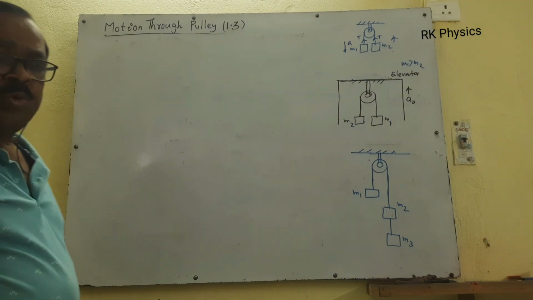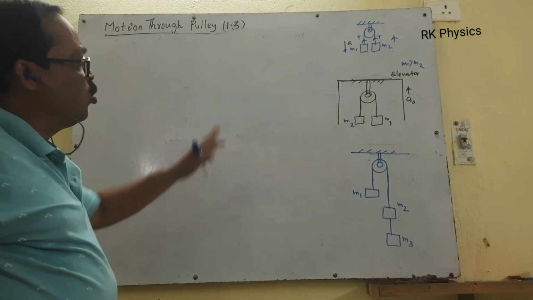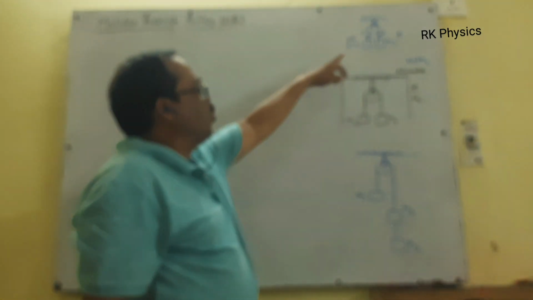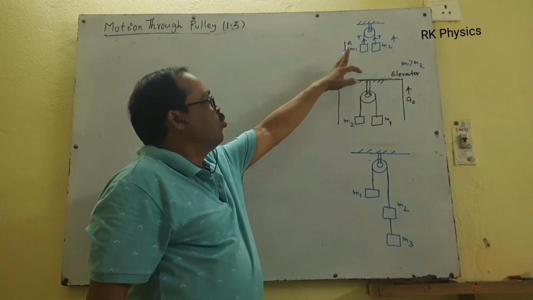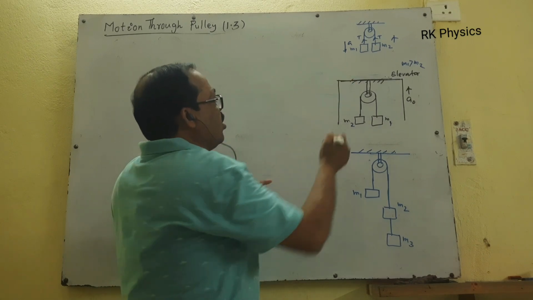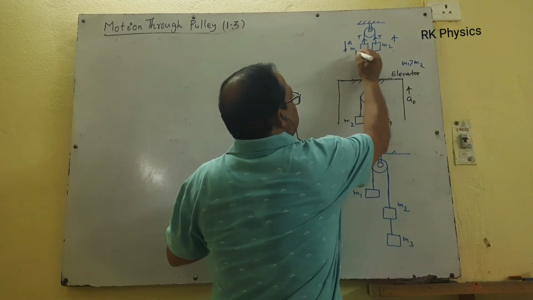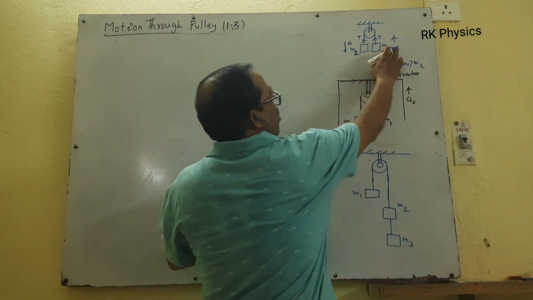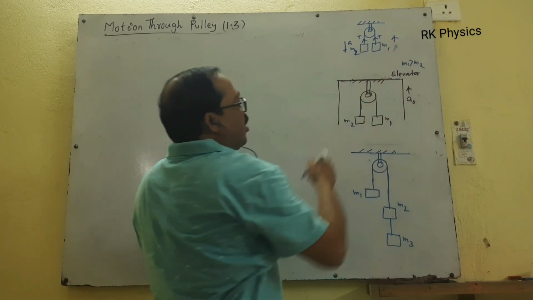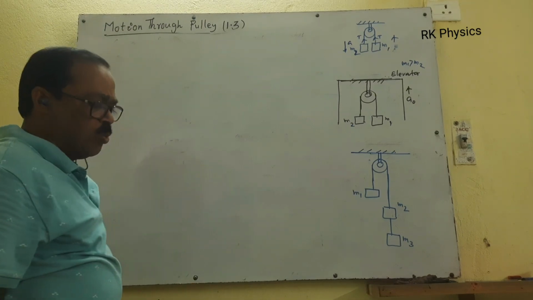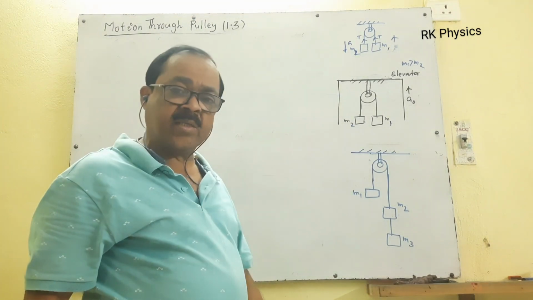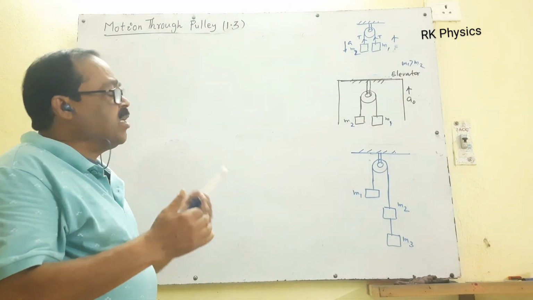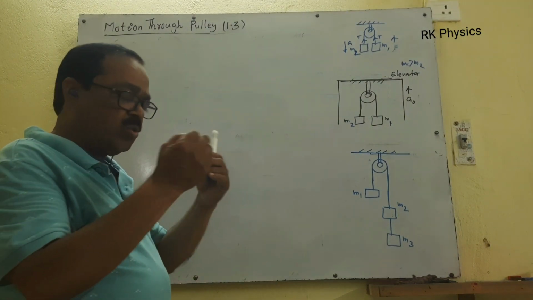In this video we will discuss motion through pulley, part 3. In part 1 we discussed two masses, M1 and M2. Take this as M2 and this as M1. M1 is greater than M2, so M1 is moving down and M2 is moving up. What are the acceleration and tensions acting in that system? Then, if the string breaks, what happens, what is the height, and so on.